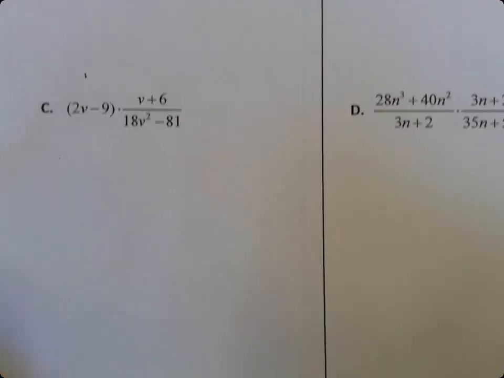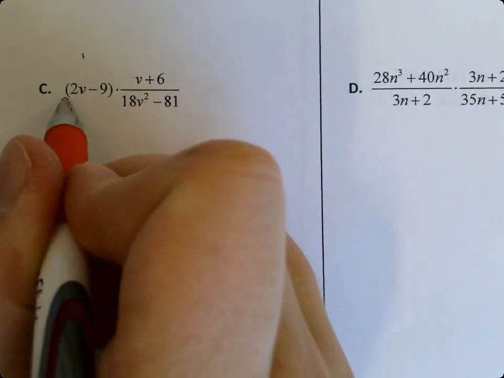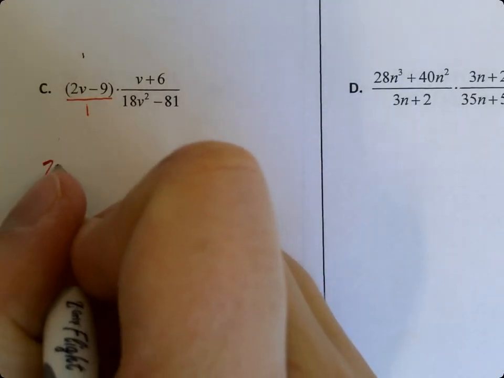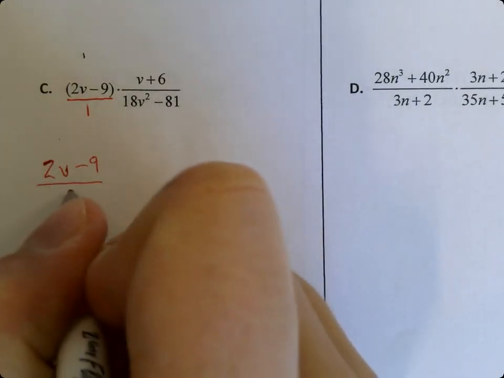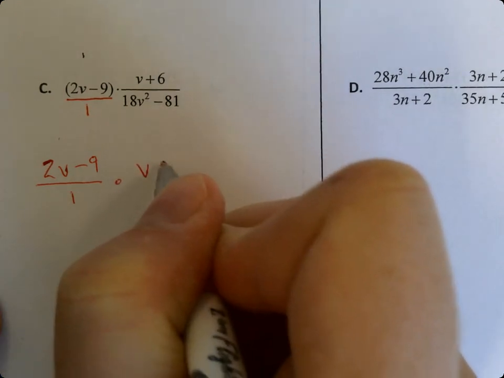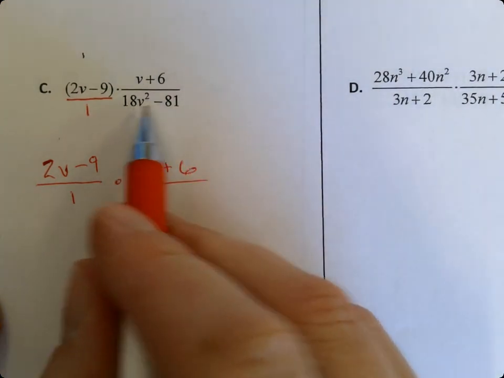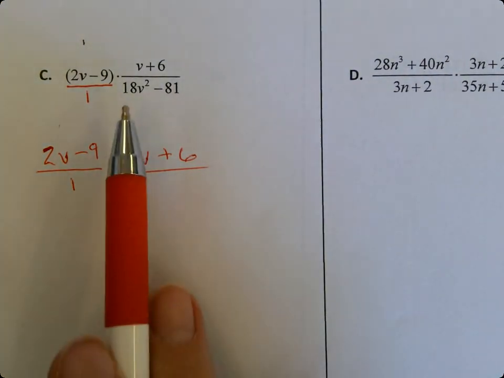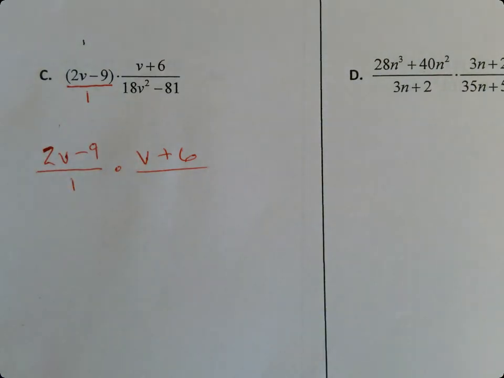All right, look at example C. We're distributing. We're actually not. I'm going to build this as a fraction, put it over 1, because it helps me to see the fraction. So my numerator is 2v minus 9 over just 1 times v plus 6. And then what's the GCF here? What number am I going to try first? I'm going to try 18 first.